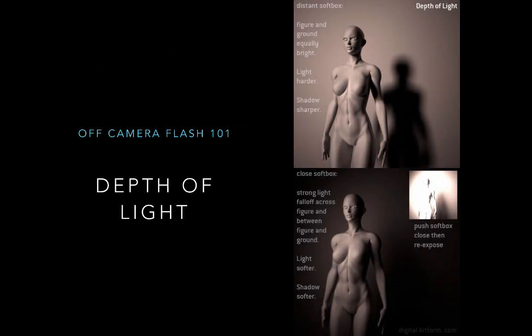So let's take a look at how this actually looks on a mannequin. If you look here to the right, you're going to see that we have on the top figure here a distant softbox. The softbox is far away, let's say 10 to 12 feet away, and because the distance between the subject and the background is relatively small in relationship to the distance between the subject and the light, in this instance you're going to have a fairly well lit and evenly lit subject and background.